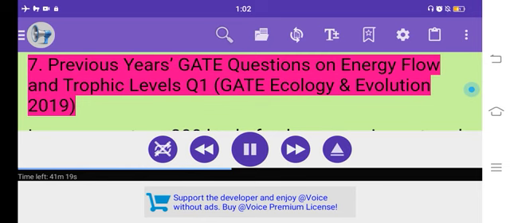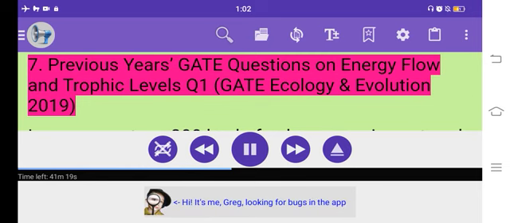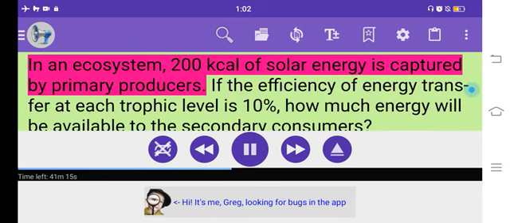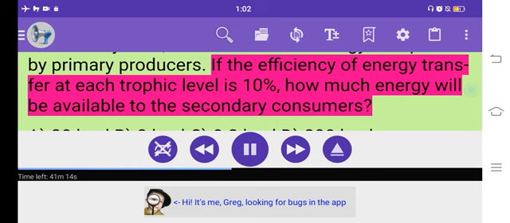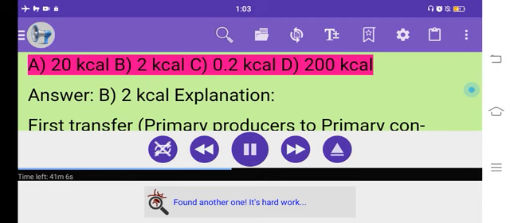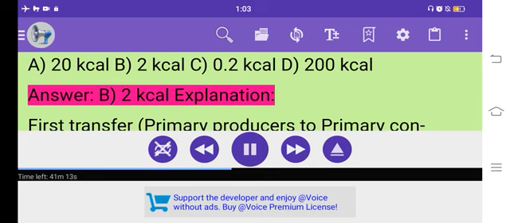7. Previous year's GATE questions on energy flow and trophic levels. Q1, GATE Ecology and Evolution 2019. In an ecosystem, 200 kilocalories of solar energy is captured by primary producers. If the efficiency of energy transfer at each trophic level is 10%, how much energy will be available to the secondary consumers? A. 20 kilocalories. B. 2 kilocalories. C. 0.2 kilocalories. D. 200 kilocalories. Answer: B. 2 kilocalories. Explanation.